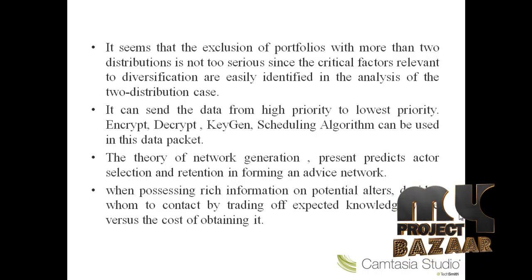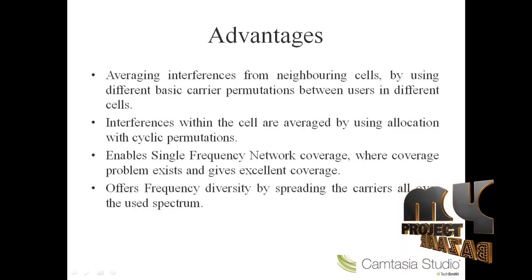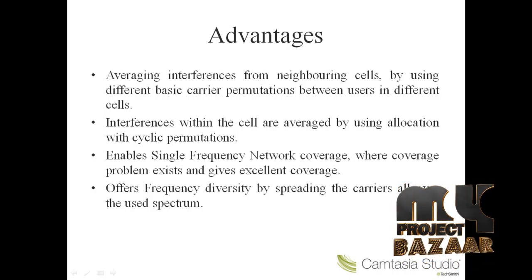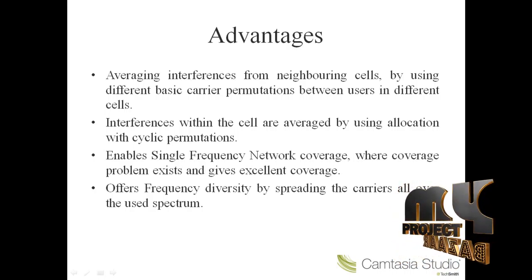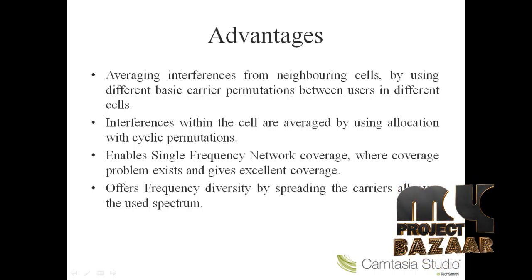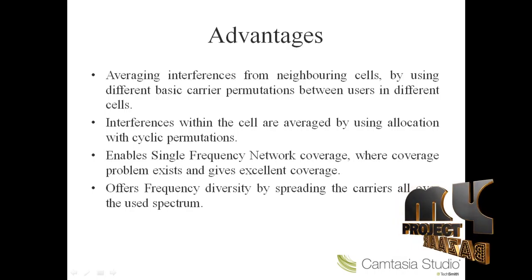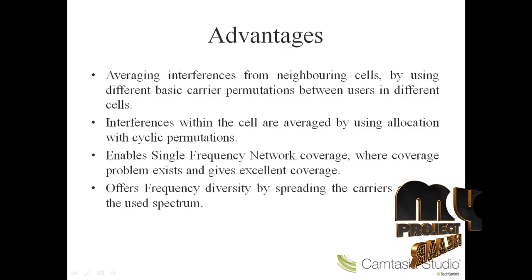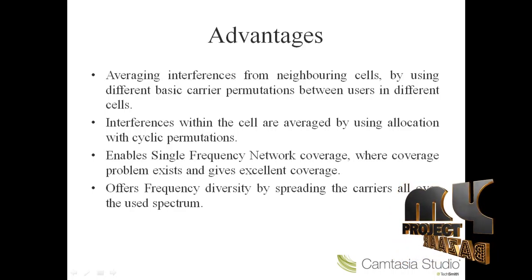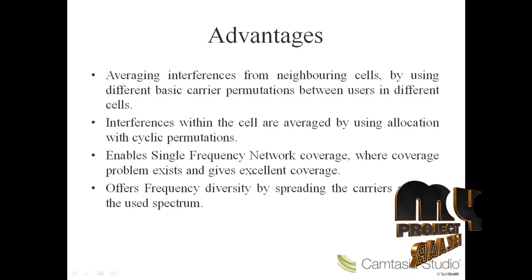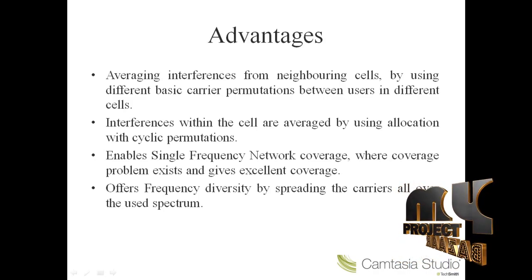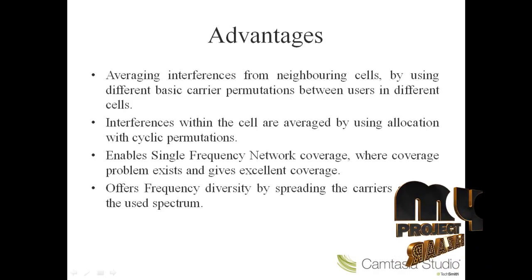The advantage is averaging interference from neighboring cells by using different basic carrier permutations between users in different cells. Interference within a cell is averaged by using allocations with cyclic permutations. It enables single frequency network coverage where coverage problems exist and gives excellent coverage. It offers frequency diversity by spreading the carrier over the whole used spectrum.